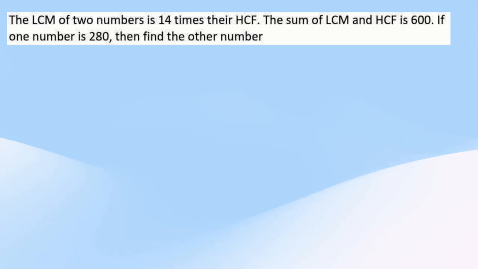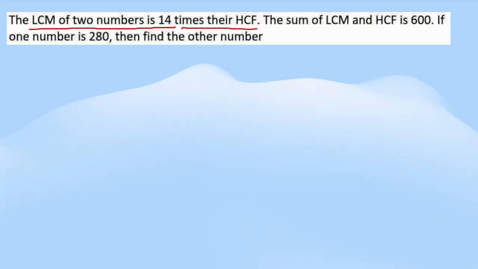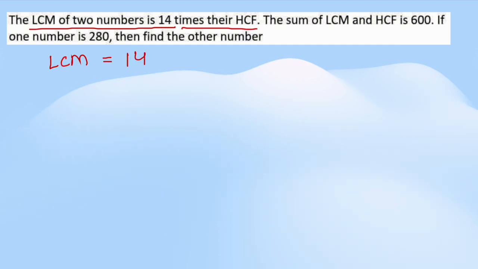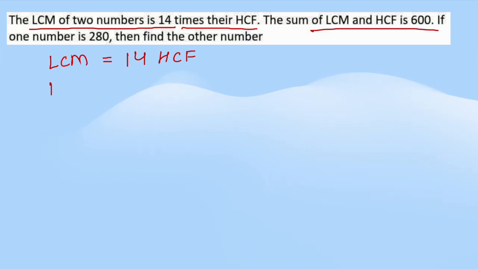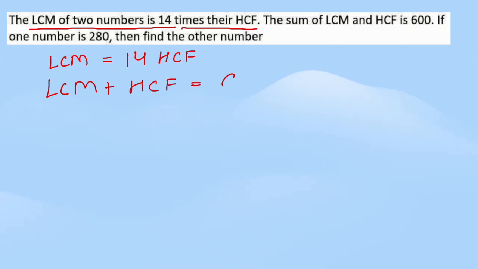Now let's see this question. What is given? The LCM of two numbers is 14 times their HCF. The sum of LCM and HCF is given. If one number is 280, find the other number. Okay. So LCM of two numbers is 14 times their HCF. Let's write this, that LCM is equal to 14 times the HCF. What is given next? LCM plus HCF is 600. If I add them, it is equal to 600.